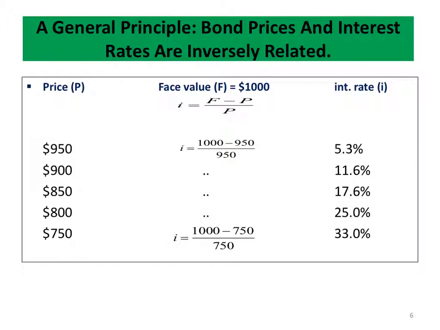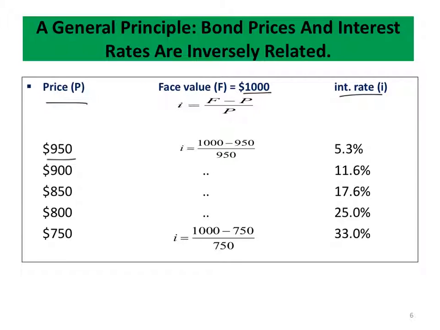We can show the inverse relationship also mathematically. If we just take P here to be the price of the bond, and i this is the interest rate, then the interest rate is just the difference between the price and the face value relative to the price of the bond. So let's assume that we have a bond of face value $1,000. Then if the buyer pays 950, the return would be 1,000 minus 950 divided by 950, and that will give us an interest rate of 5.3%.